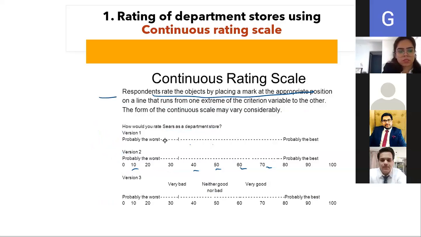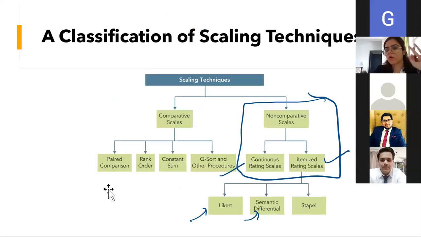Okay, so after that, this is part of your non-comparative scales. We have done these continuous rating scales. Let's come to itemized rating.